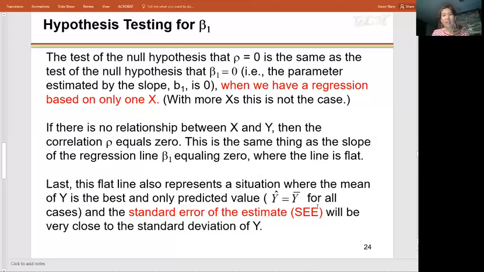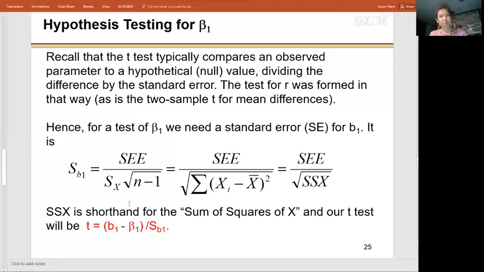SEE is the standard error of the estimate, so the standard deviation of the sampling distribution. Do you remember CLT that I was talking about? Central limit theorem. All right, so don't be afraid of this kind of mathematical formula. This is simple, and also you don't need to memorize this formula at all. So this is the standard error of slope.